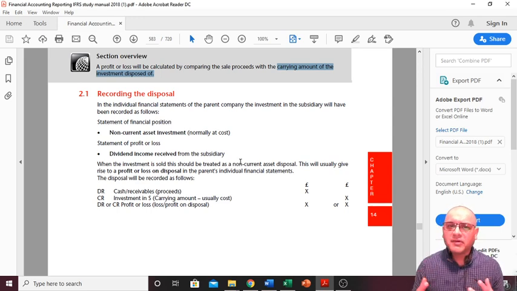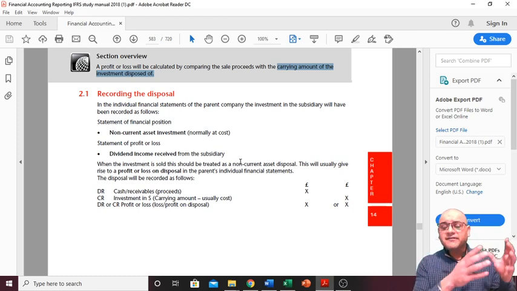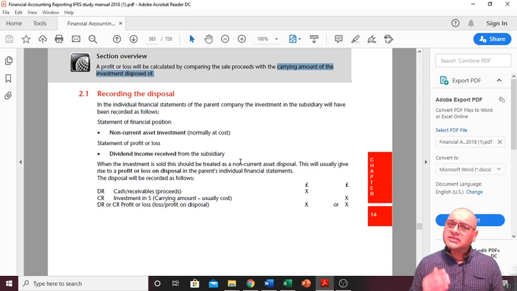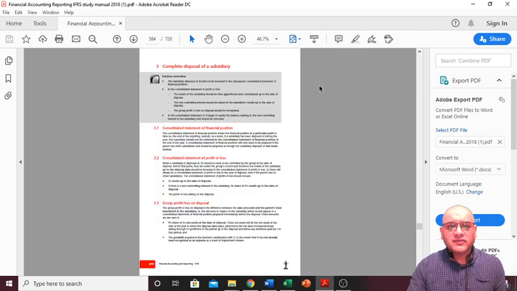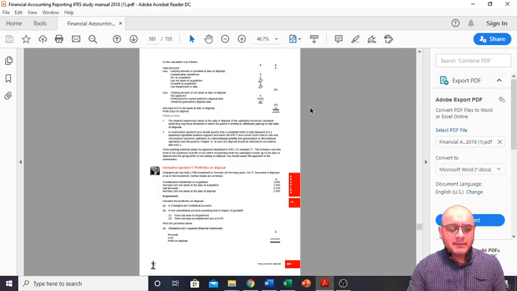Now if you remember, when we dealt with consolidation questions, the investment in subsidiary usually sits in the parent's individual financial statements under the non-current asset heading. So that's exactly what we will be deducting from sales proceeds to work out profit or loss arising on disposal. So that's for the parent. And then we also need to work out the profit or loss arising for the group.